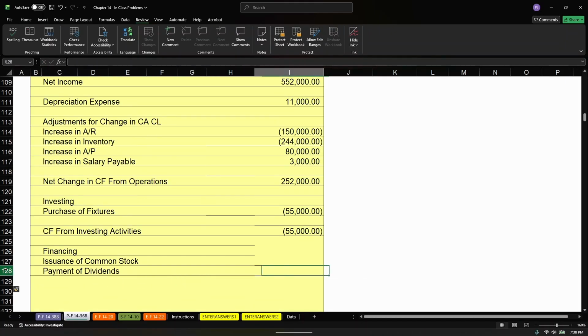Issuance of common stock, positive or negative influence on cash? Positive, right? We raised money. We brought in cash by selling stock. And this, of course, was negative. We're paying cash out to shareholders.